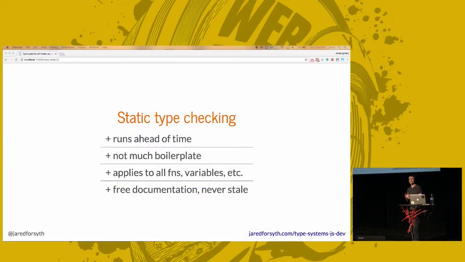So static type checking runs ahead of time. It integrates with your IDE, so you know already what the errors are going to be. There's not too much boilerplate. It applies to everything in your code, and even things you don't annotate yourself. And it's just wonderful for readability.